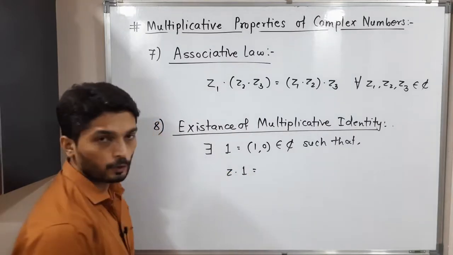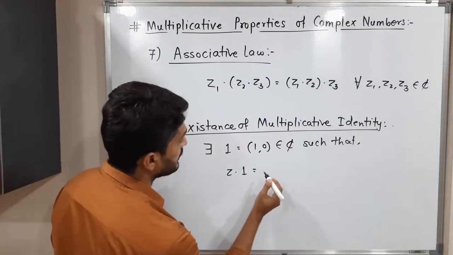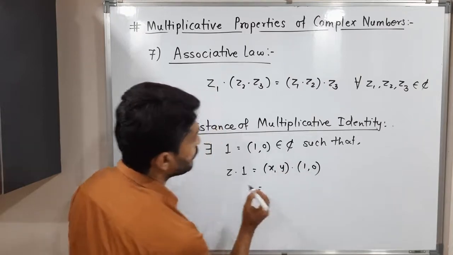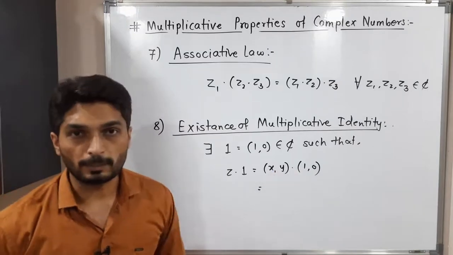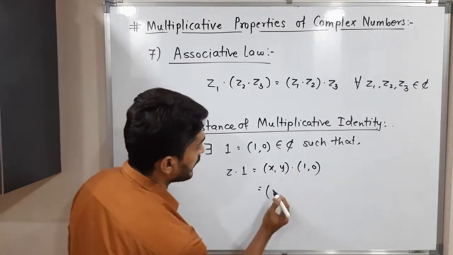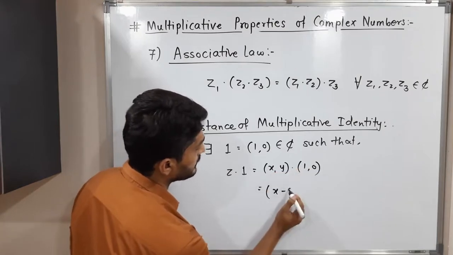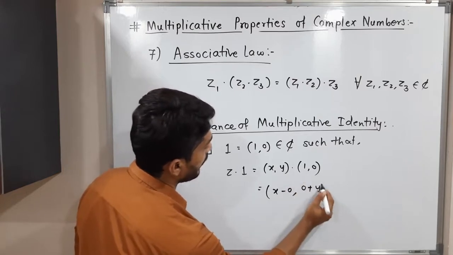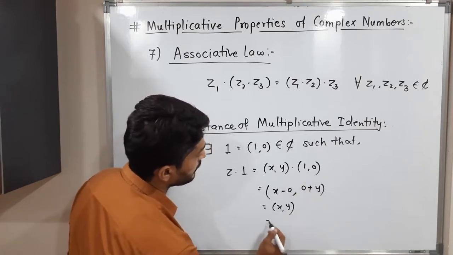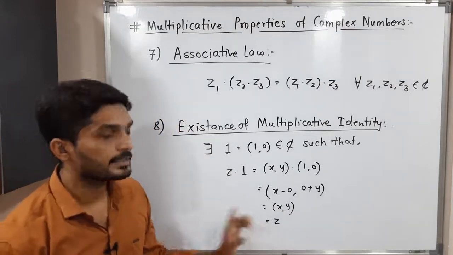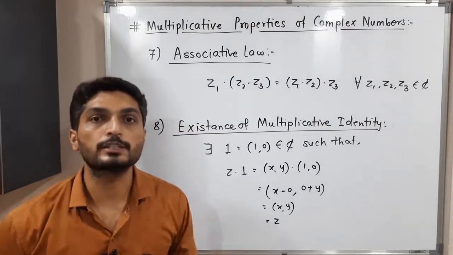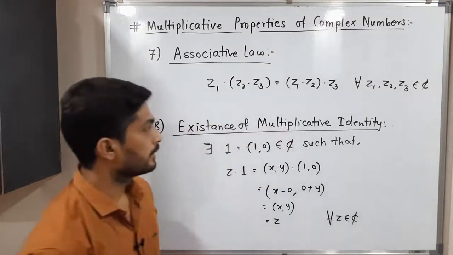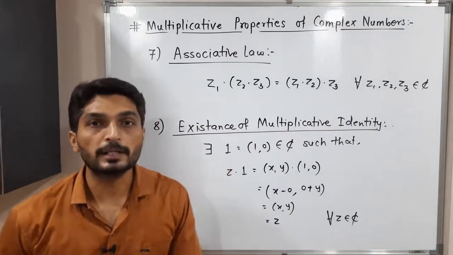z into 1, or simply take z as x, y, any complex number, into 1, which is 1 comma 0. So you know how to find the product of two complex numbers. First into first, x, minus second into second, 0, comma first into second, 0, plus second into first, y. That means we will have x, y, which is nothing but z. That means z into 1 is equal to z. Similarly, you can prove that 1 into z is also equal to z, and this is true for all complex numbers z. So therefore, 1 acts as the multiplicative identity here.